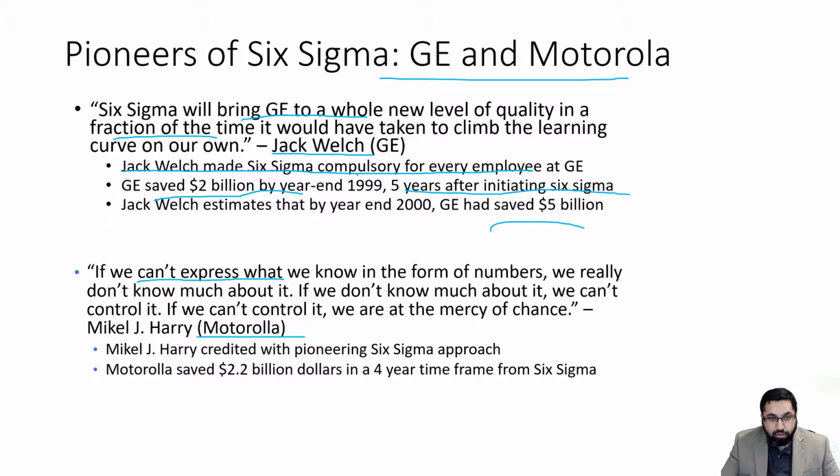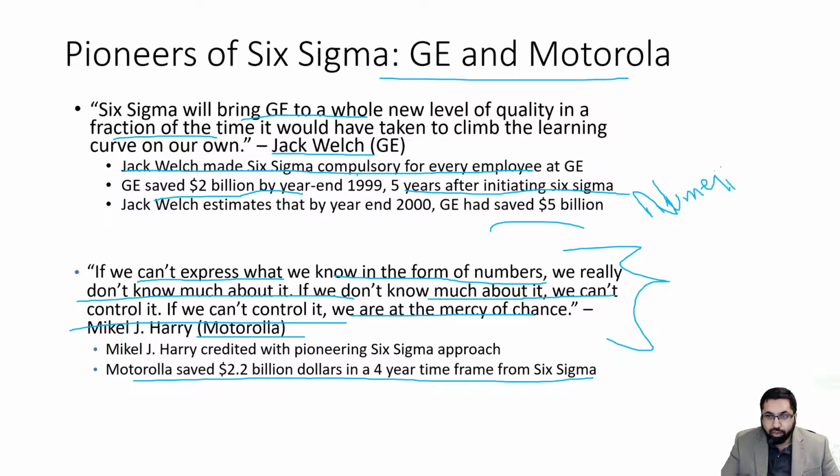In Motorola, the example is similar. They saved $2.2 billion over a 4-year time frame from 6 sigma. And they said that if we can't express what we know in the form of numbers, we really don't know much about it. If you don't know much about it, we cannot control it. If you cannot control it, we're at the mercy of chance. So you have to find numerical measures of quality.